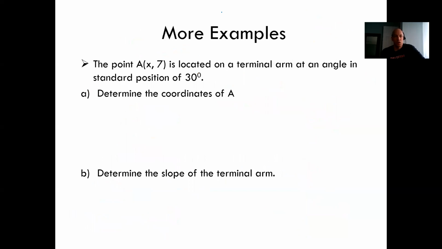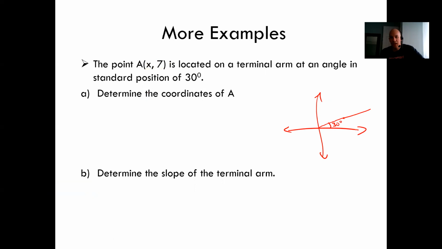Right, and finally one more question here. Let's go back to red. The point A, x comma 7, is located on the terminal arm. You can read the rest. Let's have a look at this one. We have the point A, it's x comma 7, and it has an angle of 30 degrees. That means our terminal arm is coming off at an angle something like this. This is 30 degrees, and we know it's x comma 7.